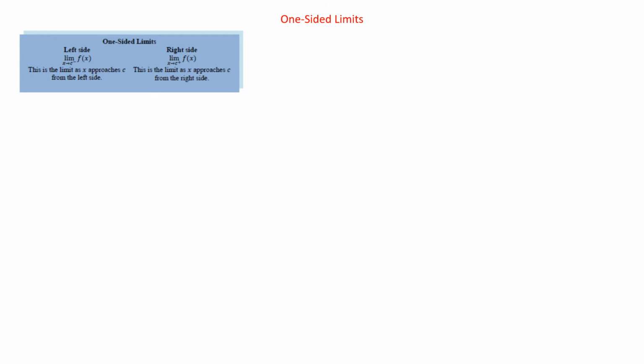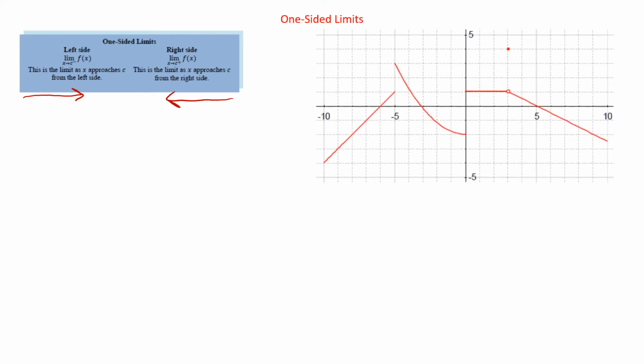So x is going to c from the negative, from the left, or x is going to c from the positive, from the right. So the left side is as it's going this way. The right side is as it's going this way. So what does this look like? Well, here's a graph. Now, if it makes you feel any better, I had to graph this function with equations. I had to figure out what equations to use. So this is fun. So we have a few different places to look at.